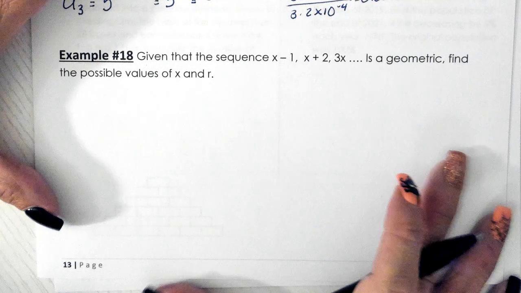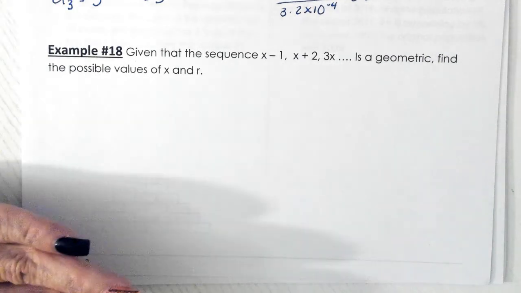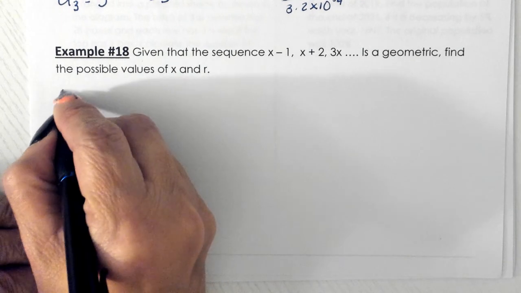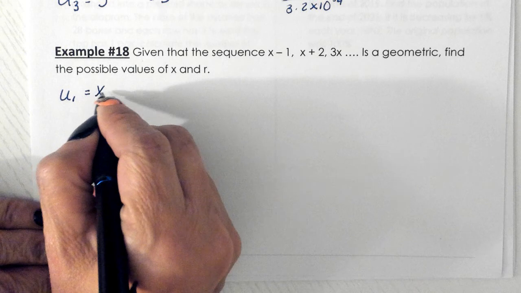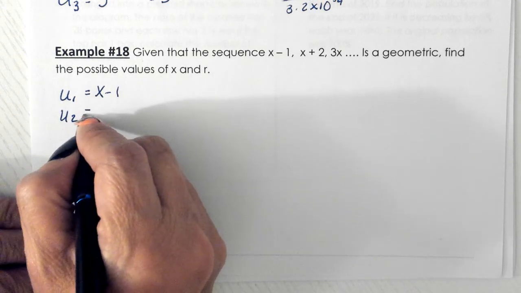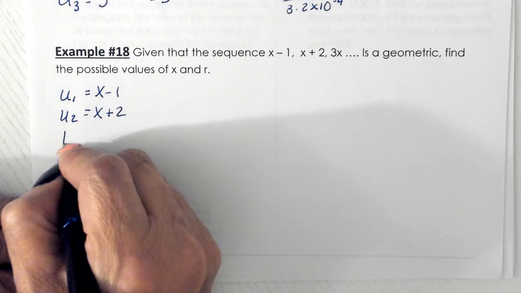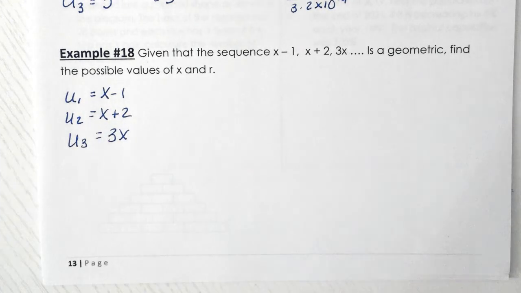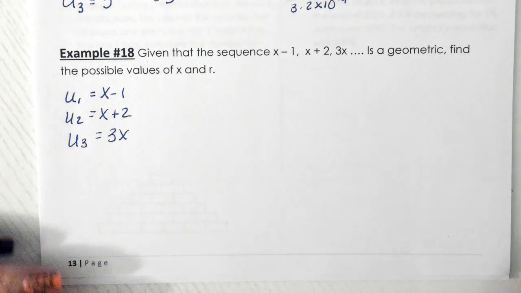All right, given that the sequence x minus 1, x plus 2, 3x is geometric, find the possible values of x and r. Okay, so I'm going to say u1 is x minus 1, u2 is x plus 2, u3 is 3x. If it's geometric, I know there's a common ratio. And if there's a common ratio, I should be able to set it up just like we did that one over there.